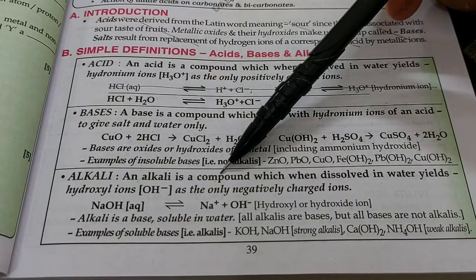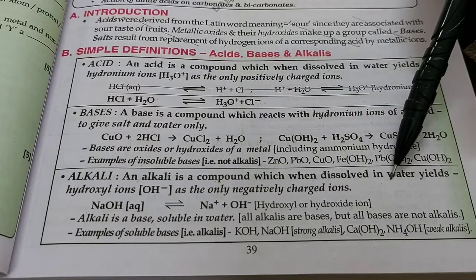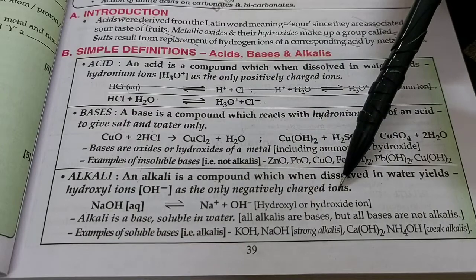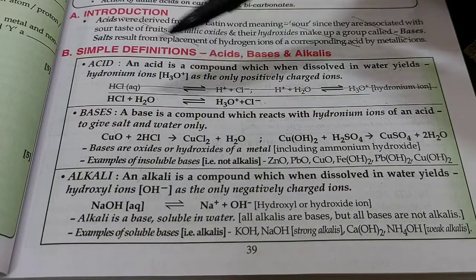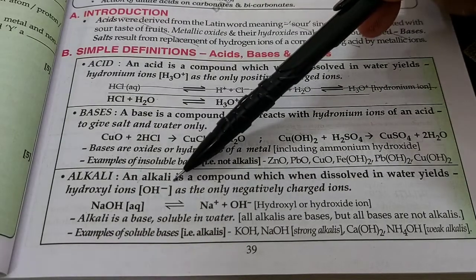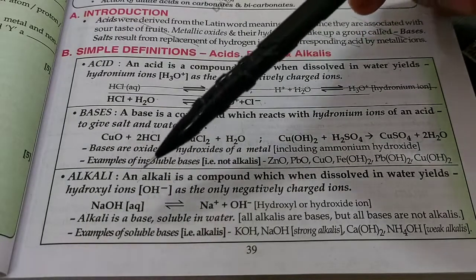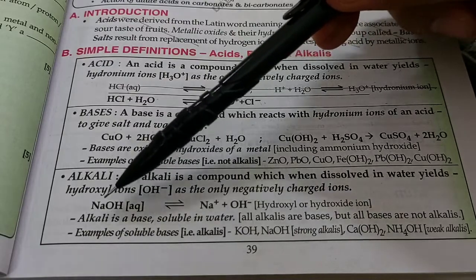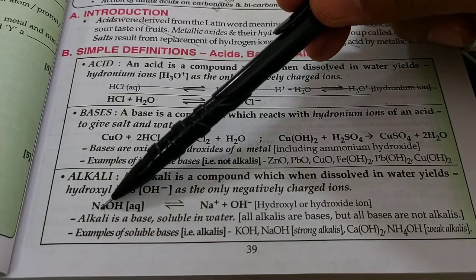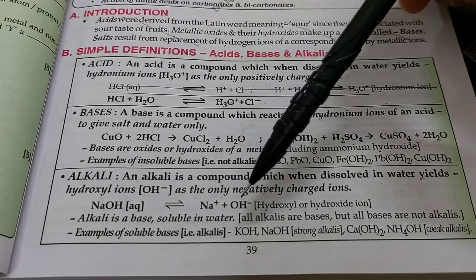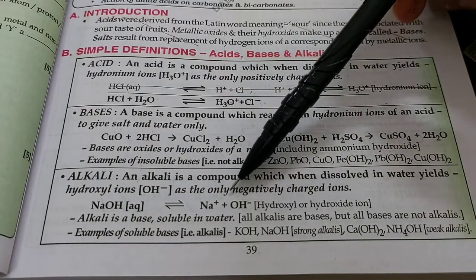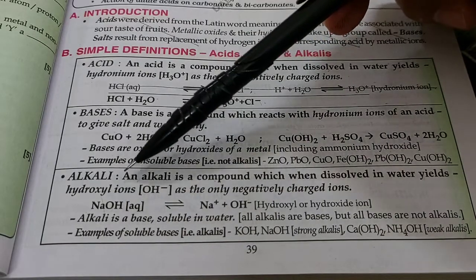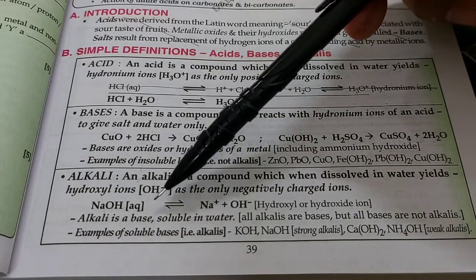It is a compound which, when dissolved in water, gives hydroxyl ions as the only negatively charged ions. So just like hydronium was the identity of an acid, hydroxyl is the identity of an alkali. Example, sodium hydroxide, aqueous, that means dissolved in water. Water will break the bond and you'll get sodium cation and hydroxyl anion. That's the only anion being formed here. If there was any other anion being formed in this reaction, we won't call this compound an alkali. And we will come across such compounds soon.